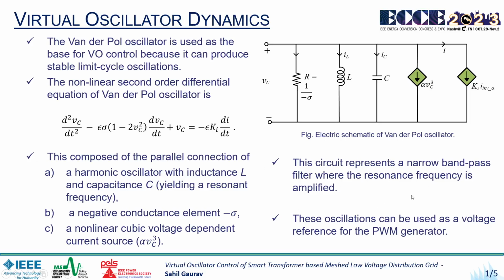This circuit represents a narrow band pass filter where the resonance frequency is amplified. This resonance frequency is set as 50 hertz, meaning whatever the grid frequency you want to set, you set this resonant tank with that value. These oscillations can be used as the voltage source reference for the PWM generator.